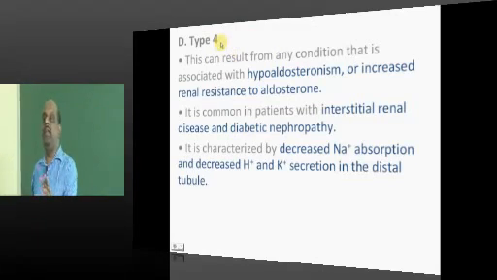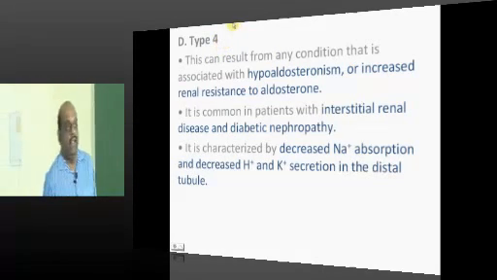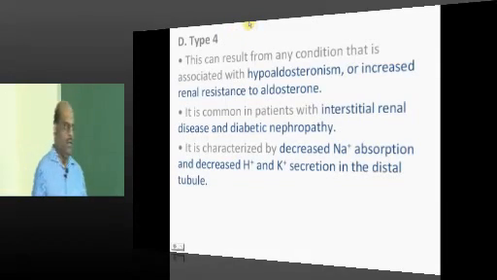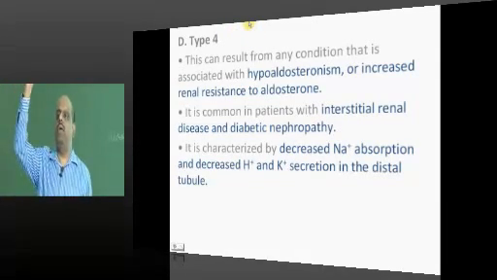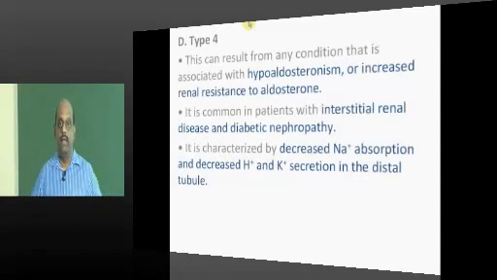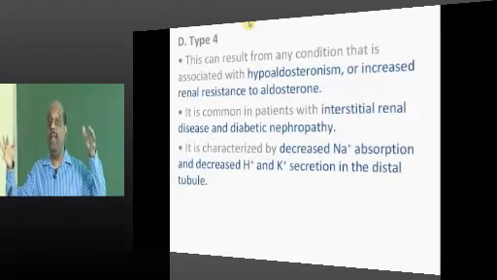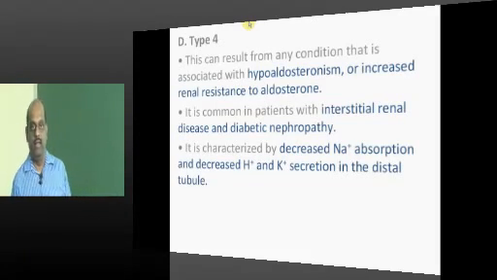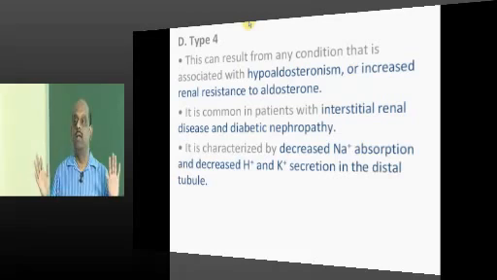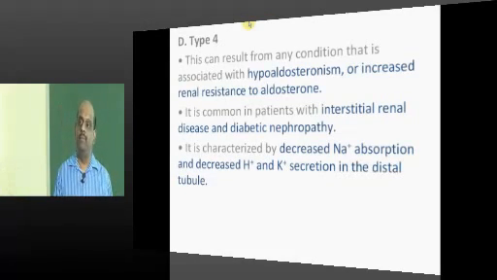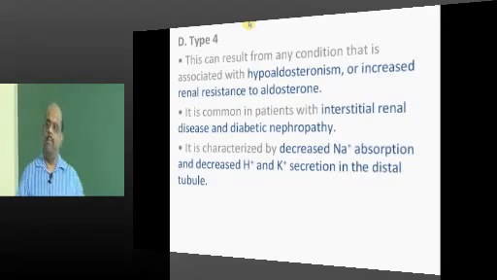Now the next important entity which you need to know is type 4 RTA. In one word you can describe type 4 RTA. What is that word? Type 4 RTA is called hyporeninemic hypoaldosteronism. Where will you get this problem? In diabetic nephropathy.